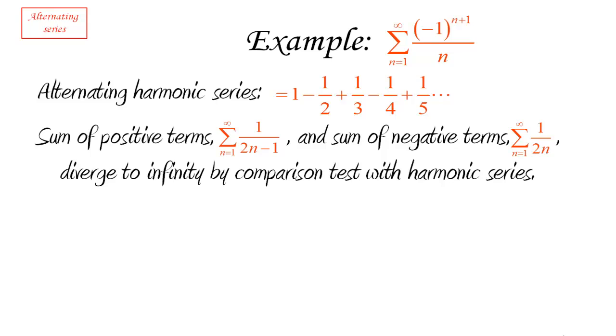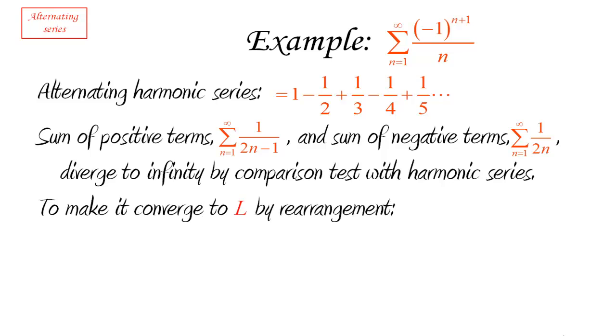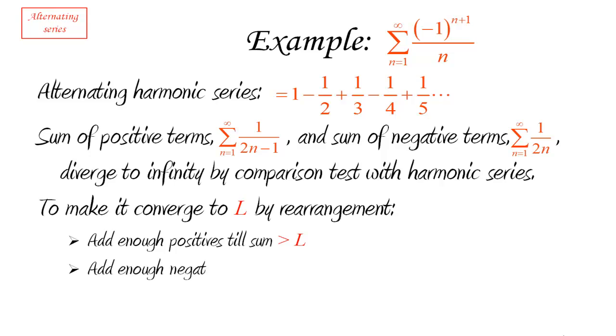Okay, so now let's say that we want to make this series converge to some number L. This series is going to converge, and we're going to figure out pretty soon what it converges to, but for now, let's say I want to make it converge to 10. What do I have to do? Remember, I have an infinite amount of positive numbers, so I can keep adding them until I get to L and go a little bit beyond. So I add enough positive terms until the sum is greater than L, and then at that point I add enough negative terms until the new sum is less than L.